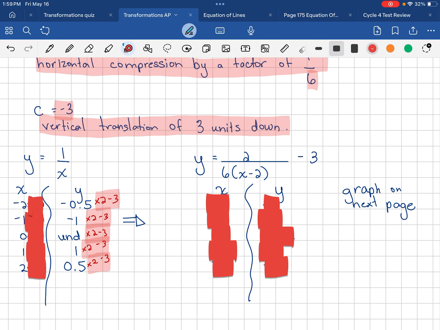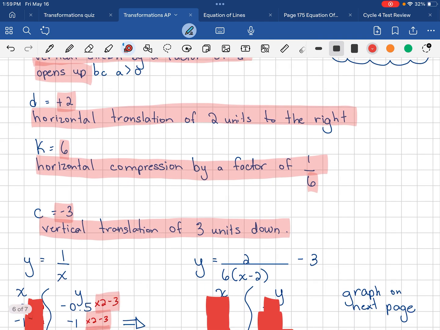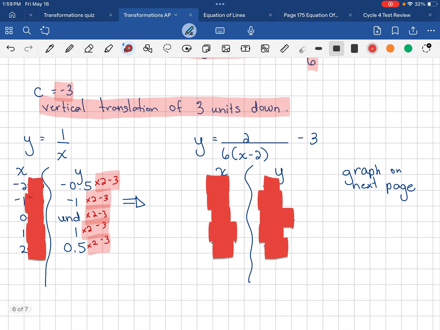You have to be careful with your x's though. So don't forget to add 2. But before you add 2, you have to multiply by 1 over 6. So every x value is being multiplied by 1 over 6 and then added by 2. So you'll notice that I already have that written down.